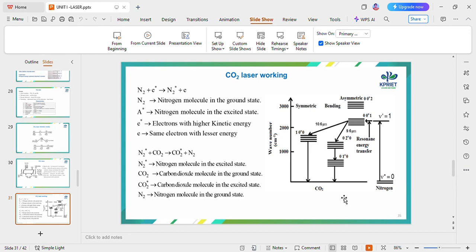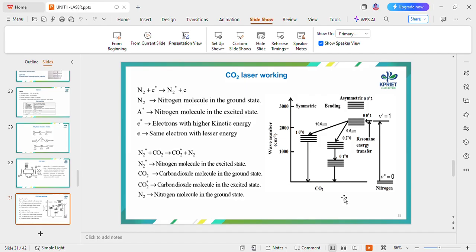When you supply electrical energy, first the nitrogen gets excited. As the energy level of nitrogen is almost the same as that of carbon dioxide, the nitrogen transfers its energy to the carbon dioxide molecule, and because of that, carbon dioxide gets excited. N2* denotes the nitrogen molecule in the excited state, E denotes the electrons with higher kinetic energy, and small e is the same electron with lesser energy. This excited nitrogen collides with the carbon dioxide molecule, and the carbon dioxide gets excited. CO2* denotes the carbon dioxide molecule in the excited state, and N2 denotes the nitrogen molecule in the ground state.